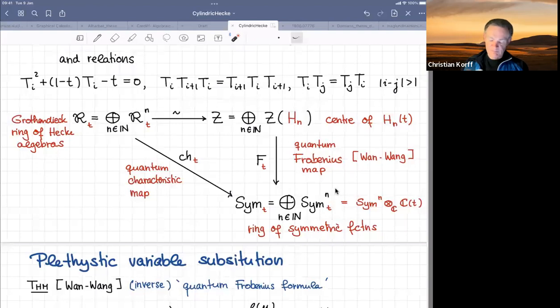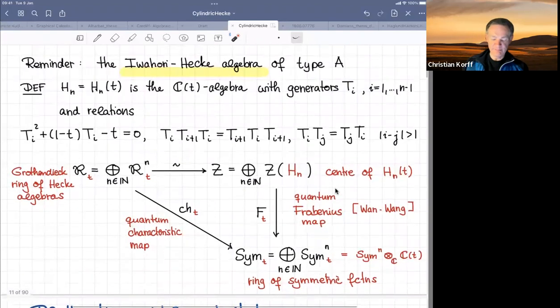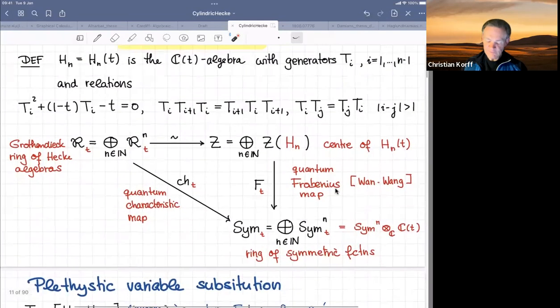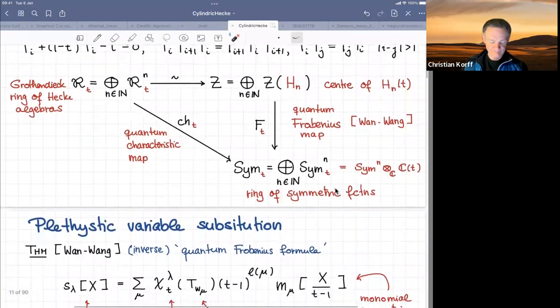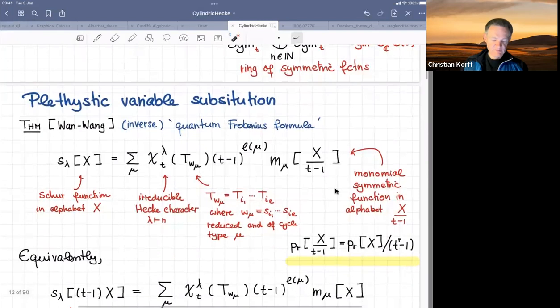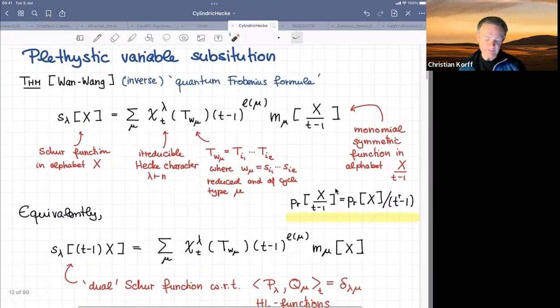So just as a reminder, everywhere appears now a small t. This is just a reminder that we change our base field from the complex numbers to the rational functions in T, which have complex coefficients. So that's all what this T means. So we have this change of base field here. So let me explain this plethystic variable substitution in a bit more detail.